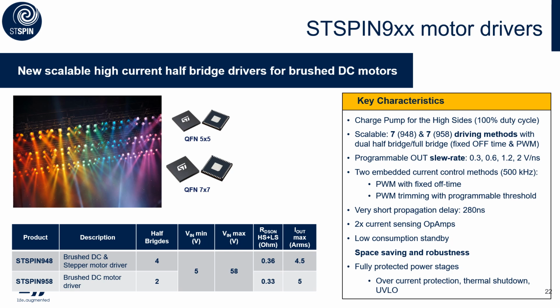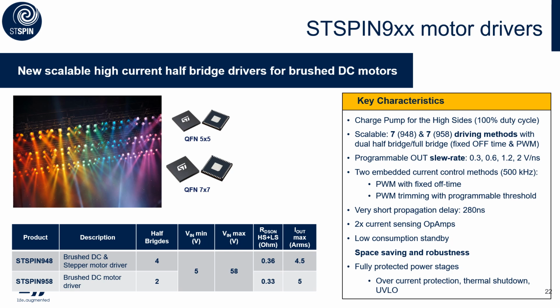offers a current limiter with adjustable threshold and off time with slow or mixed decay selection. Two amplifiers with fixed amplification factors are available for current sensing using an external shunt resistor. The adjustable slew rate guarantees the best trade-off between efficiency and EMI. The device offers a complete set of protections, including overcurrent protection, over-temperature protection, and undervoltage protection.